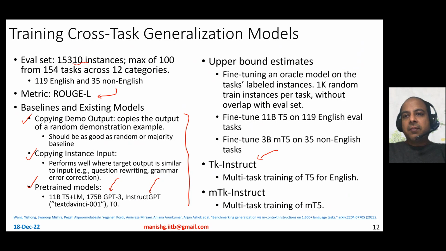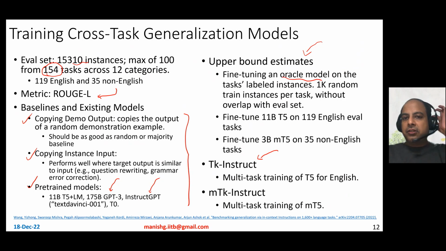Okay. They also come up with an Oracle upper bound estimate. The idea is that they fine-tune an Oracle model on the task-labeled instances. So for these particular 154 tasks, when they're testing their model for zero-shot generalization, the 154 tasks were not used for training the model. But hey, you could actually try to use these tasks also as part of training. Not the exact same labeled instances, but different labeled instances belonging to these test tasks, and then verify how good the model fine-tuned on those test tasks performs on the same tasks, but with different instances. Of course, there's no train-test leakage, but there's no zero-shot generalization being tested in this Oracle model.